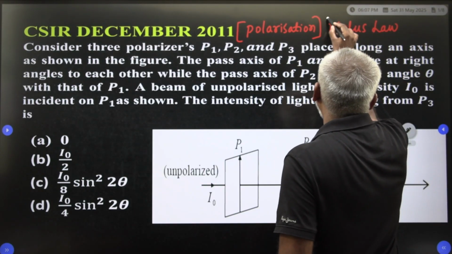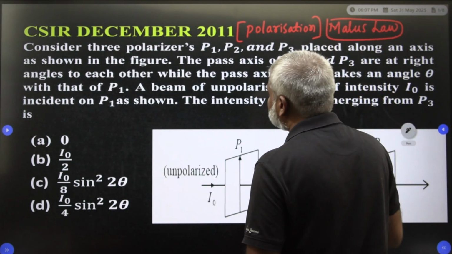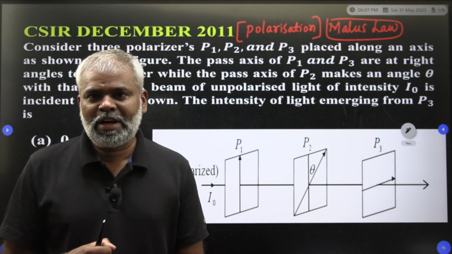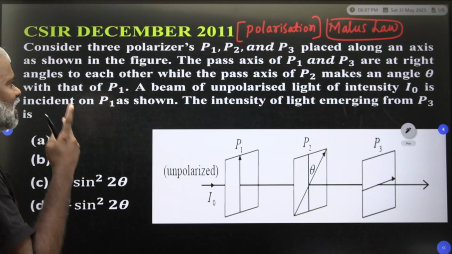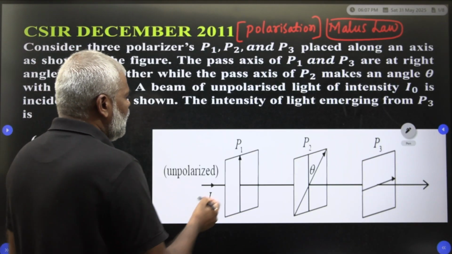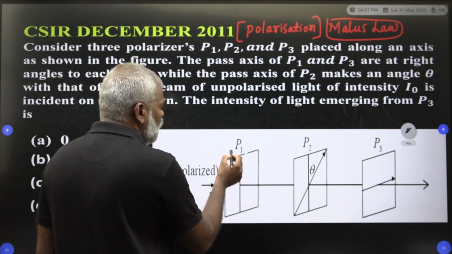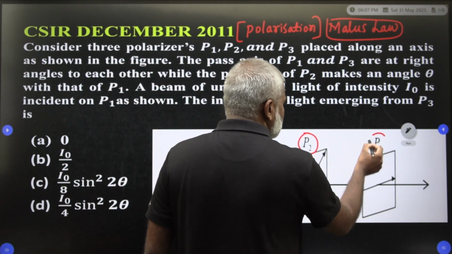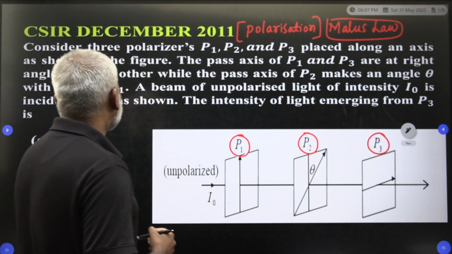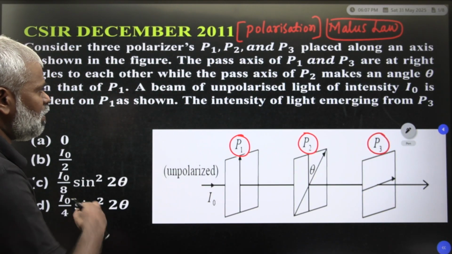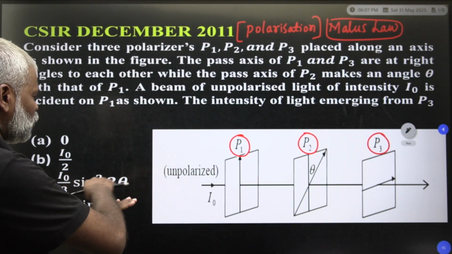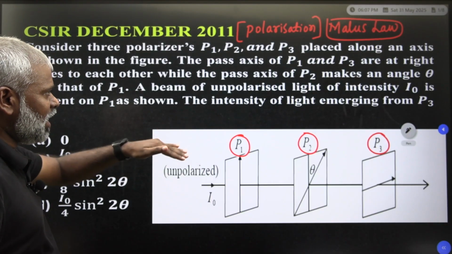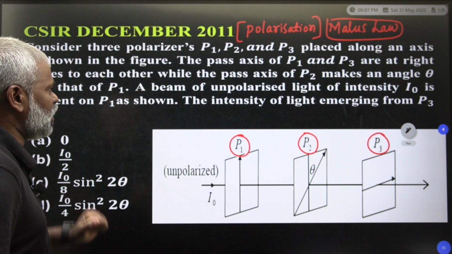In 1808, a scientist discovered one law. That law is the Malus law. First, you have to read the question. Consider three polarizers. This is polarizer 1, this one is polarizer 2, and this is polarizer 3. Three polarizers P1, P2, P3 are placed along the axis as shown in the figure.